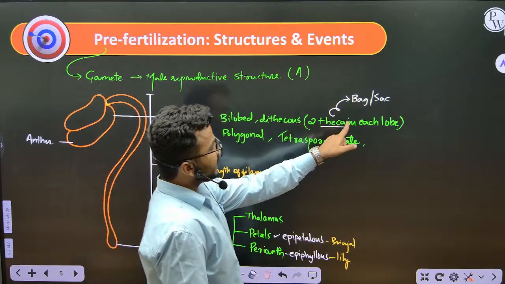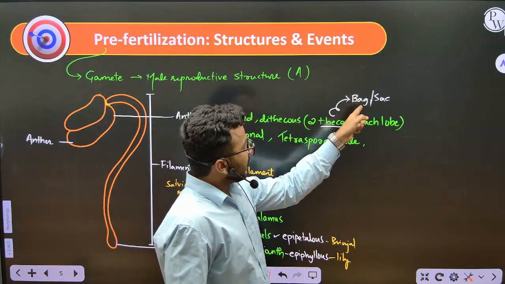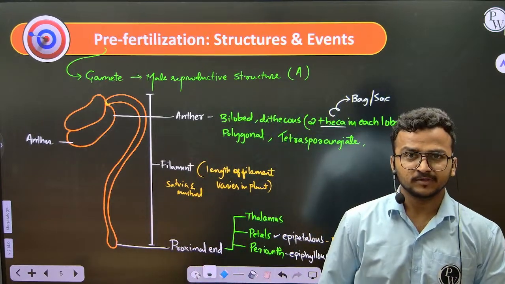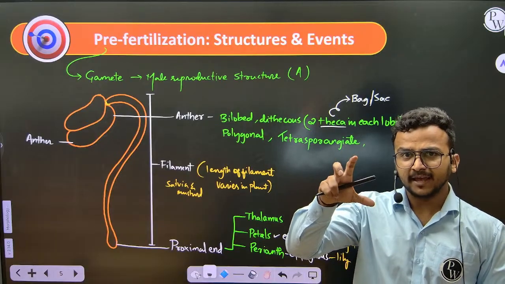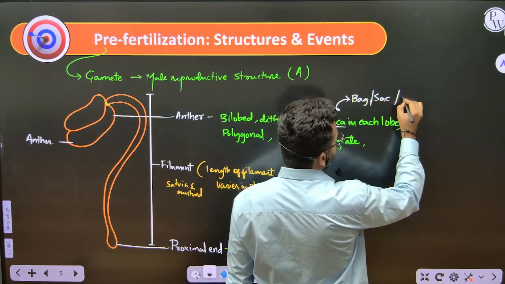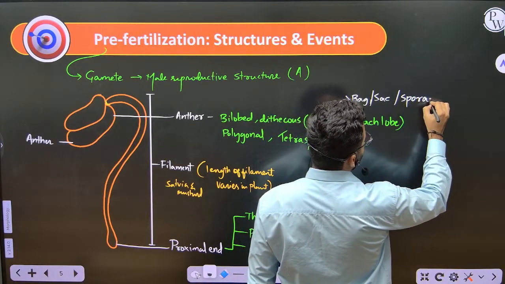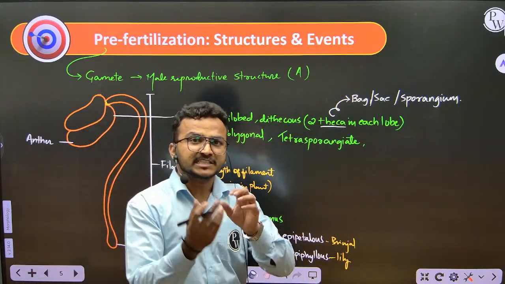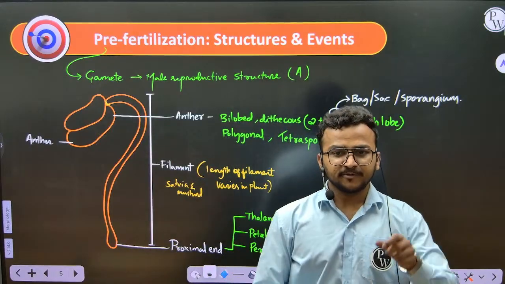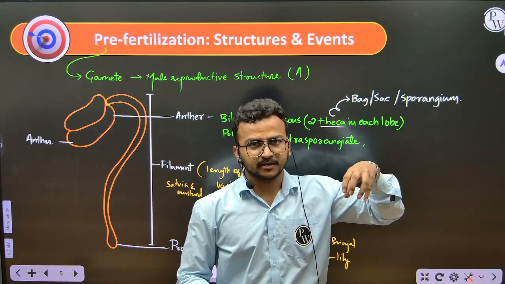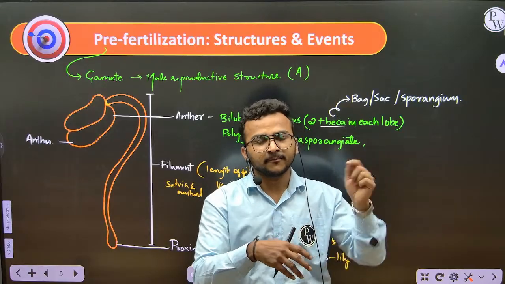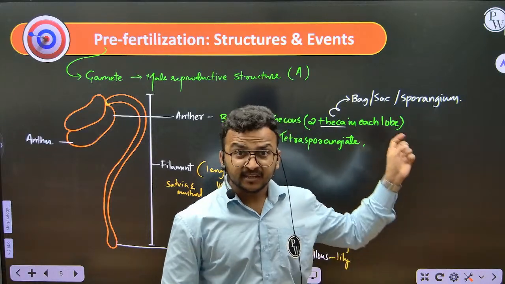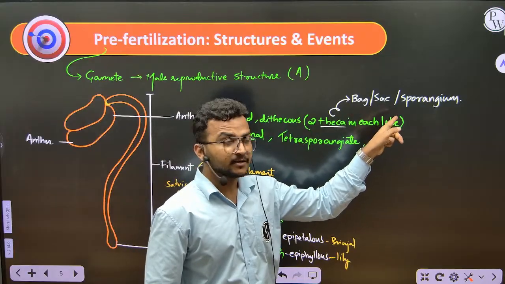So if two thecas I am using, at the same time I will be calling it sporangium also. I am calling the same bag as sporangium. It depends on the content which is filled within the bag. If I fill vegetables in a bag, it becomes a vegetable bag. If I add fruits into that, it becomes a fruit bag. The bag is the same, but the name changes based on this.